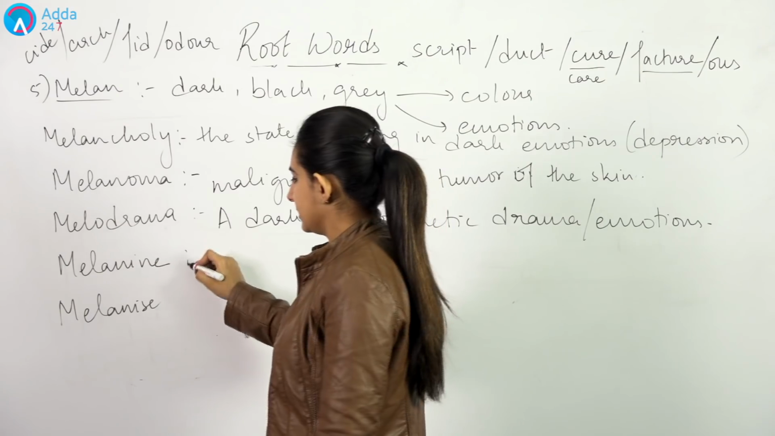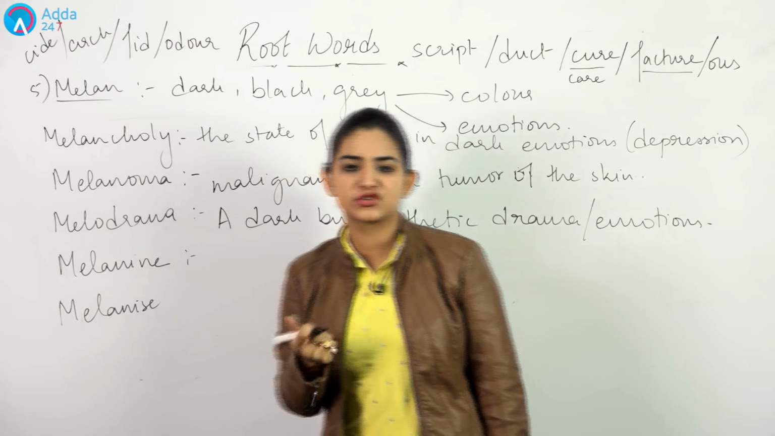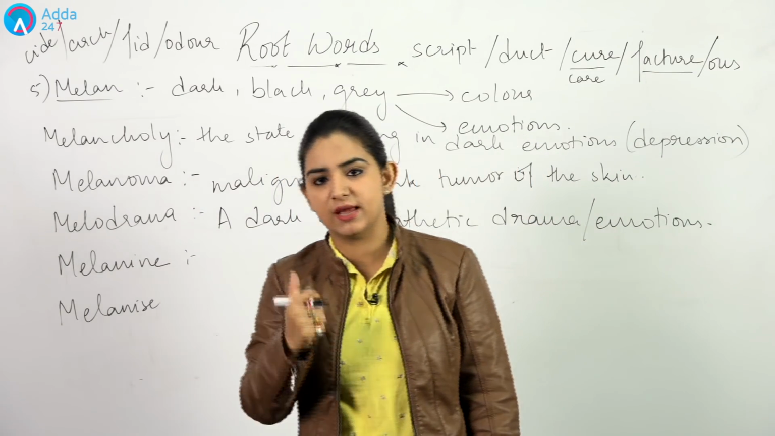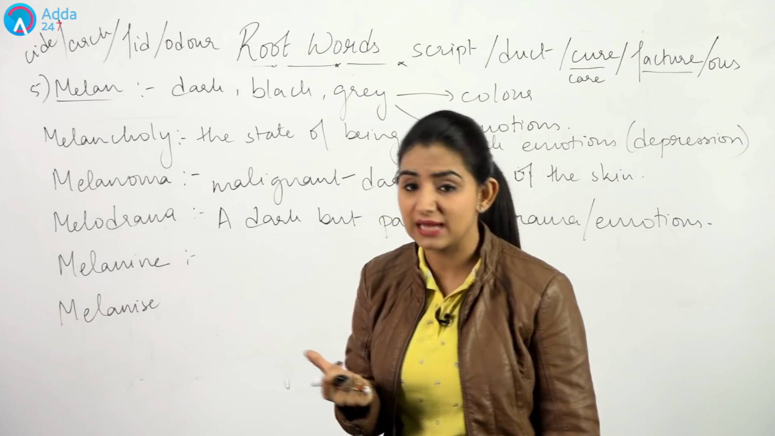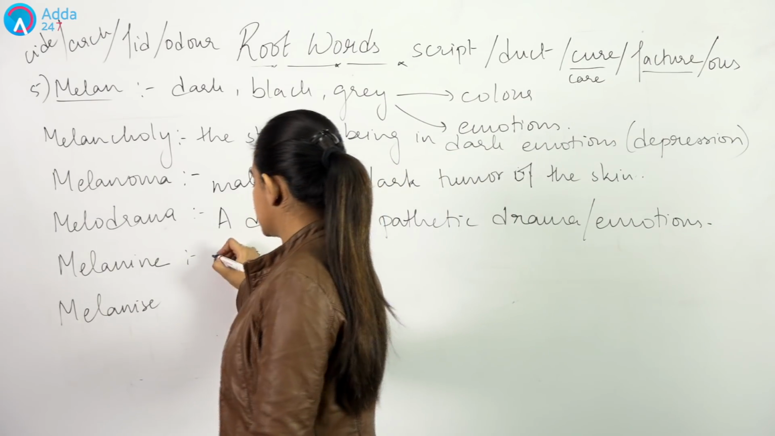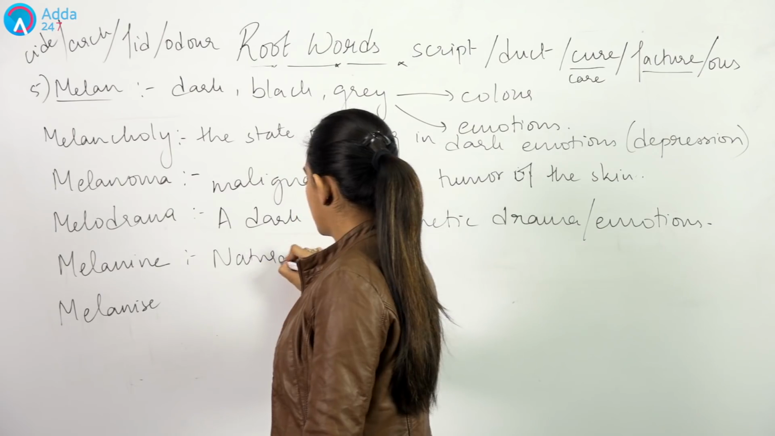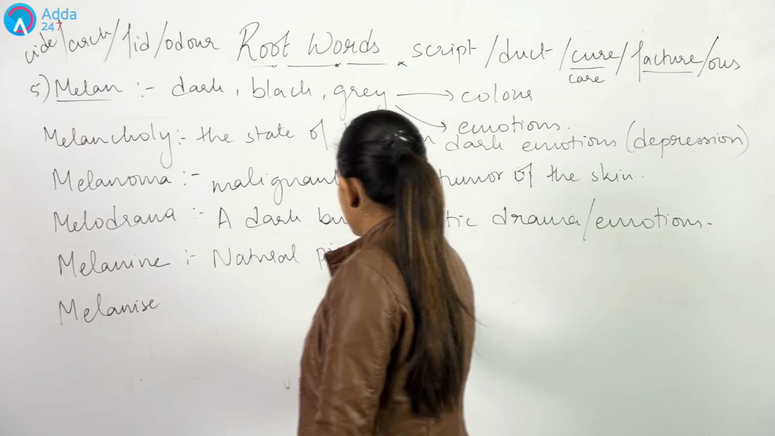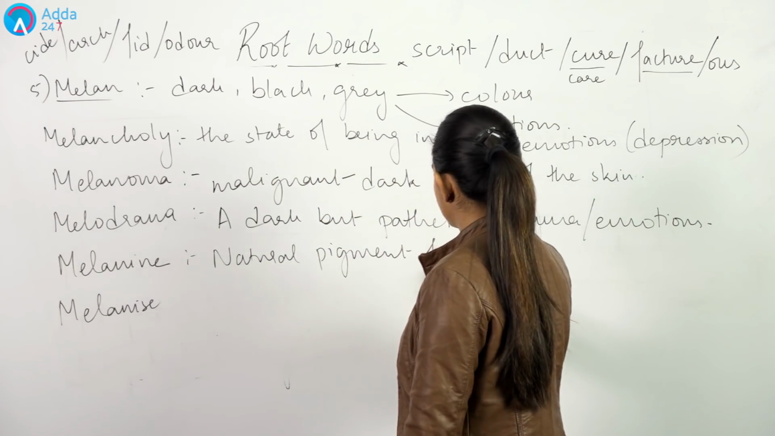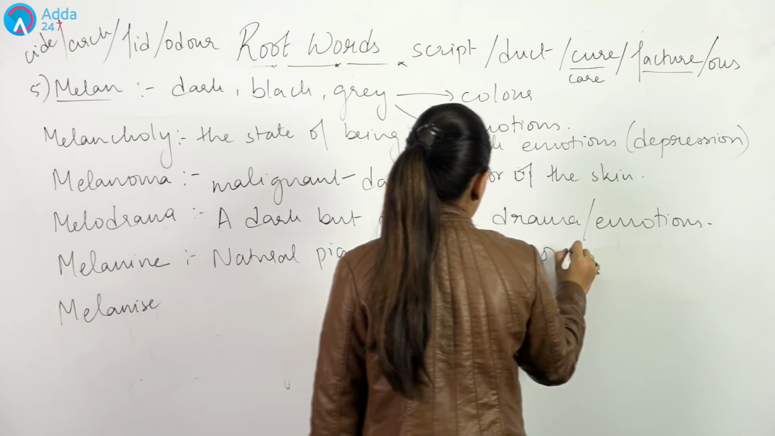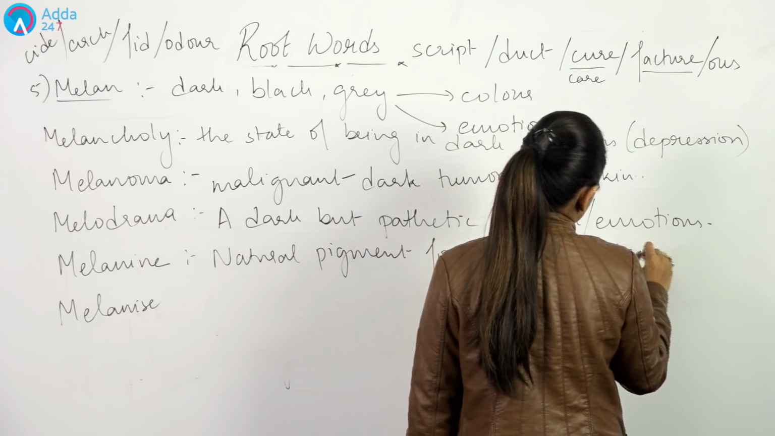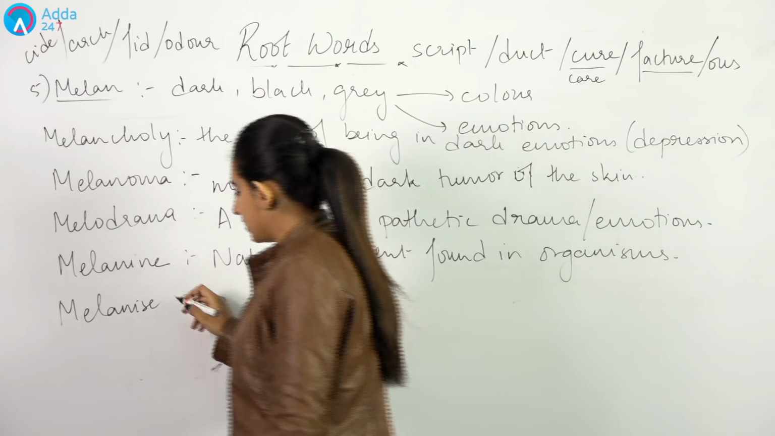Next word is melanine. As I told you, melanine is a natural pigment that is present in every human's body, in every organism's body. So melanine is a natural pigment found in organisms.